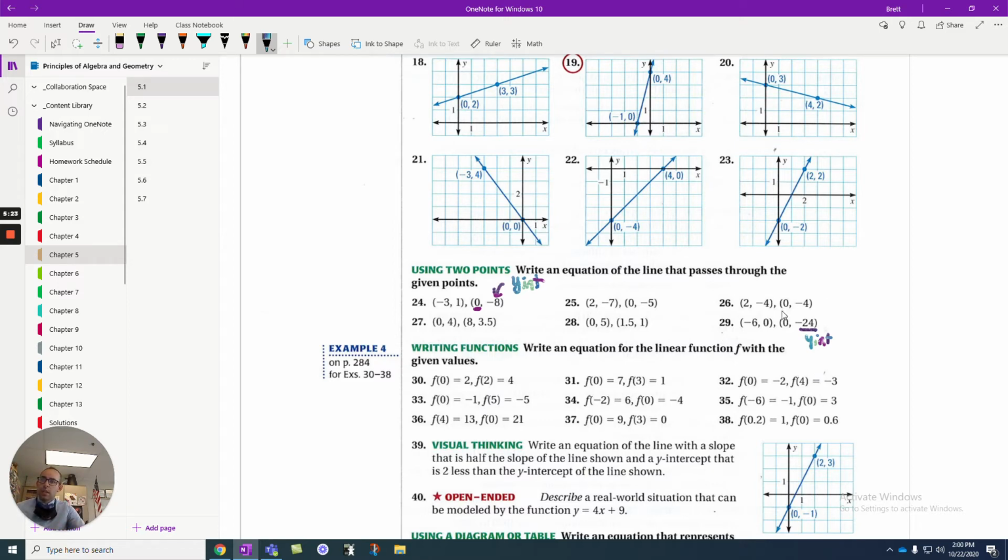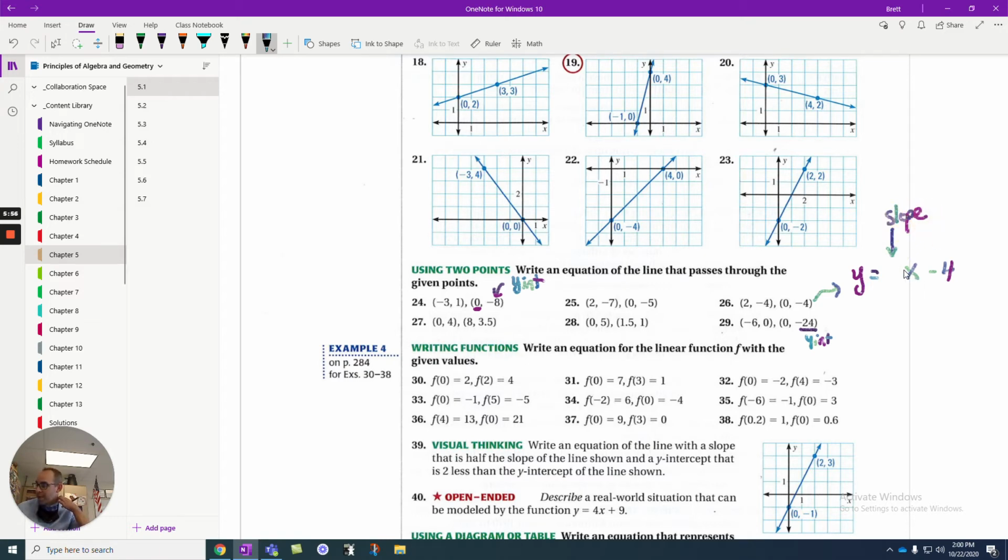Let's take a look at 26 and talk about how we are going to find the slope to go with that y-intercept. I know that my equation right now is y equals something x minus 4, right? Because if you look at it, it's 0, negative 4. That tells me that my y-intercept has to be negative 4, but I don't know what the slope is. So I've got to find that first.